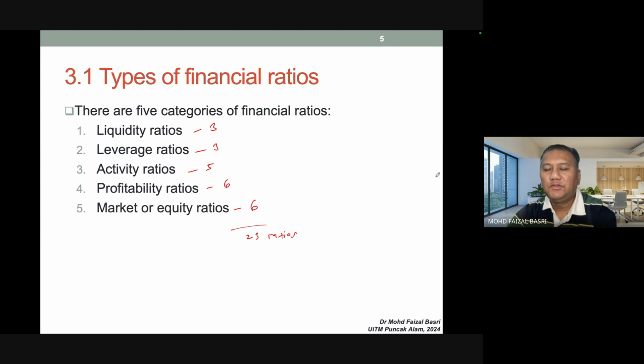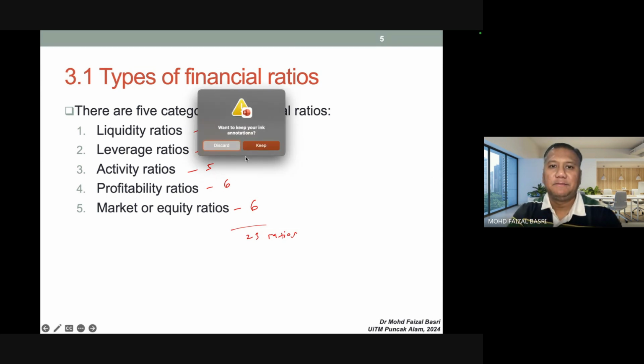All right, to assist you to understand how the ratios work, I'm going to use a past year question to go through the information. Bear with me a moment.